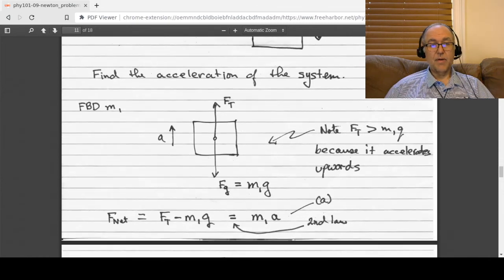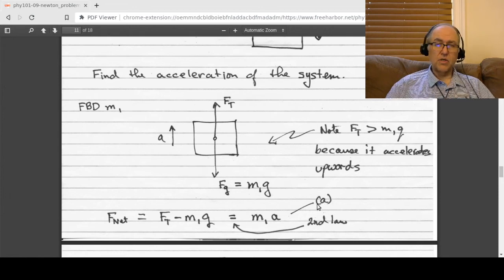Okay, so let's start off with the free body diagram for M1. That's easy. Here's our block like that. We have the weight down, which is M1g, and we have the tension up, which is Ft, and the acceleration is up. Which force is winning? Well, if it's accelerating up, Ft must be bigger than M1g. So F net is going to be Ft minus M1g, because the bigger force up is subtracted by the lower force down. That's your net force, and invoking the second law, that has to equal M1a. Okay, so there's our equation A.